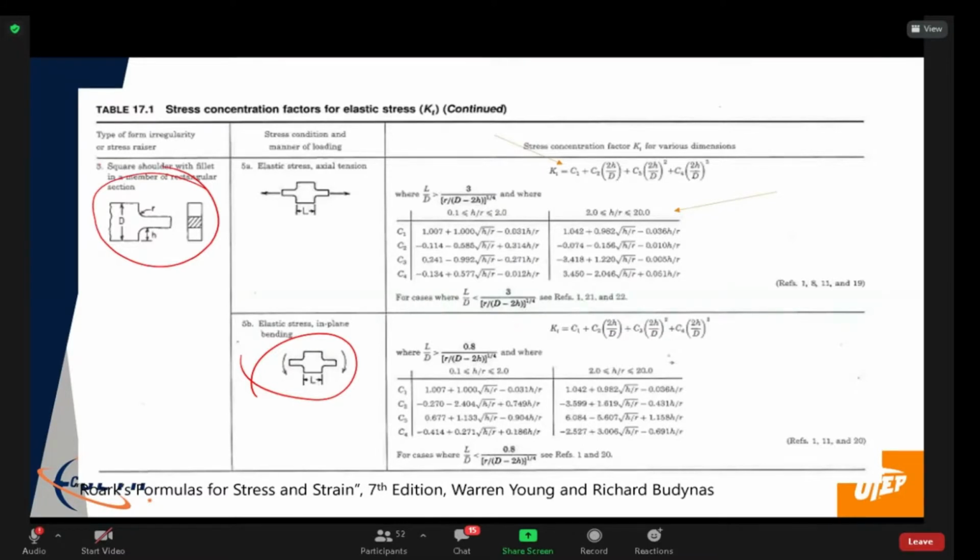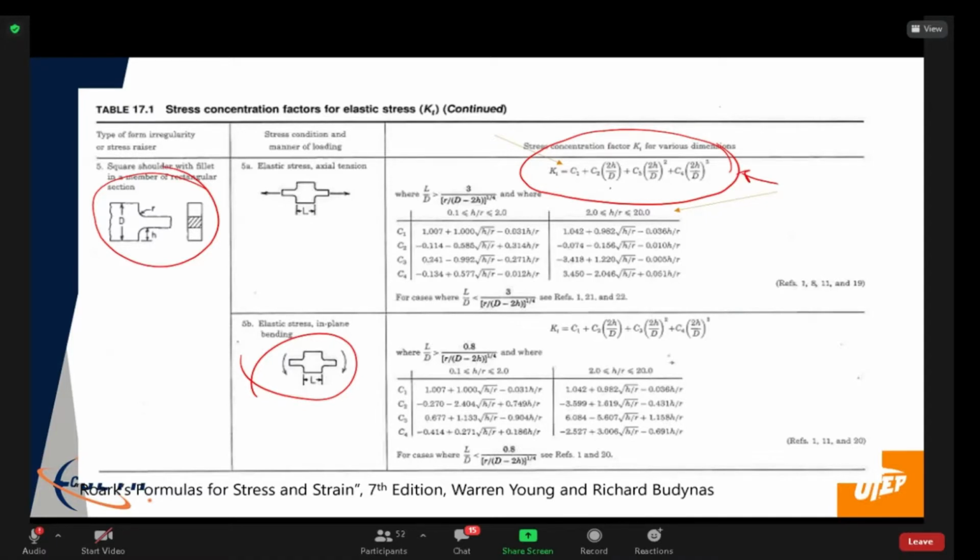Now, in this particular case, they don't give you a plot. They actually give you an equation. And actually, these days, I think the equation is preferable to the plots, because plots are a manual thing. Once you type the equation into a calculator or into MathCAD or MATLAB or something like that, you can solve this over and over again.